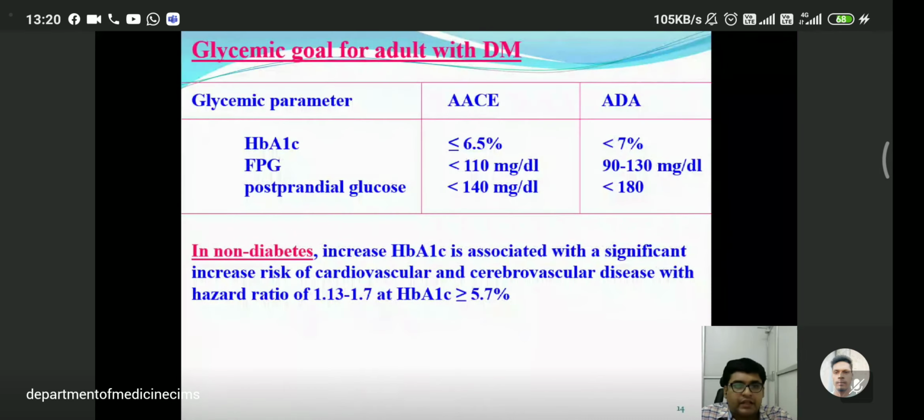In non-diabetics, increased HbA1c is associated with significant increases in cardiovascular and cerebrovascular disease. The patient will have risk factors for developing coronary artery disease and may have hemiplegia and cerebrovascular disease if the HbA1c level is high. So the target is to keep it under strict control.